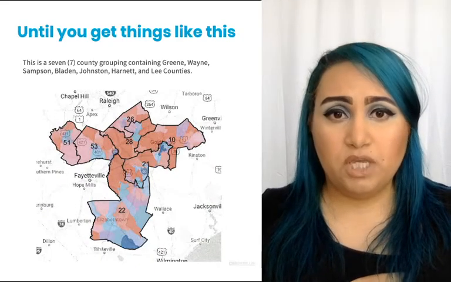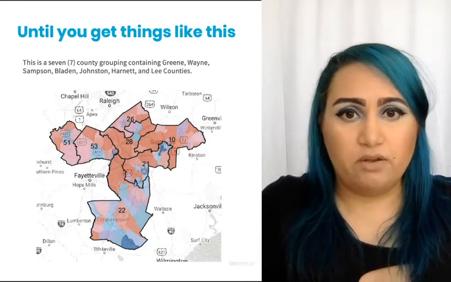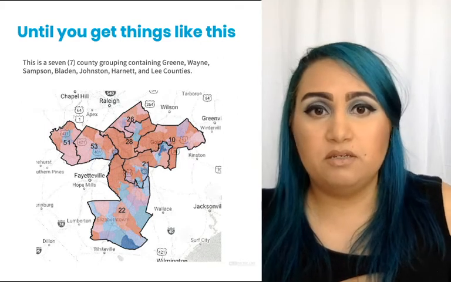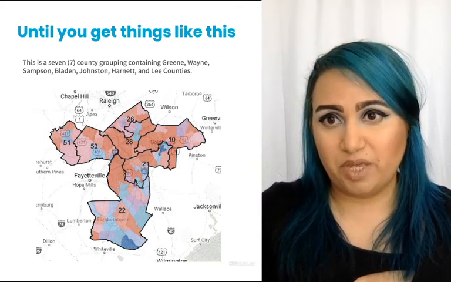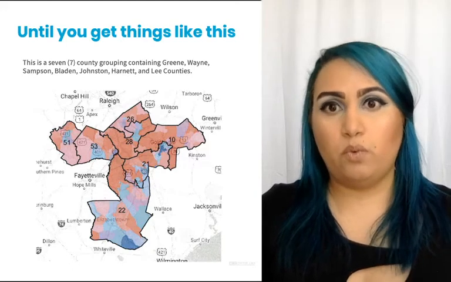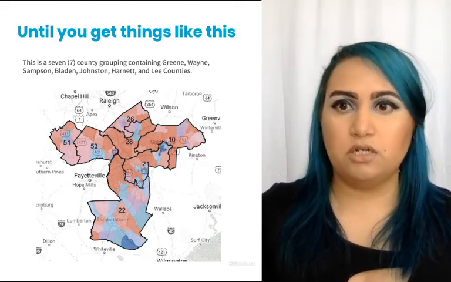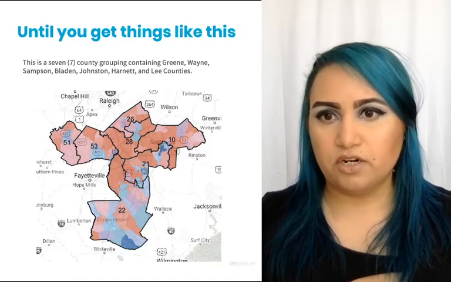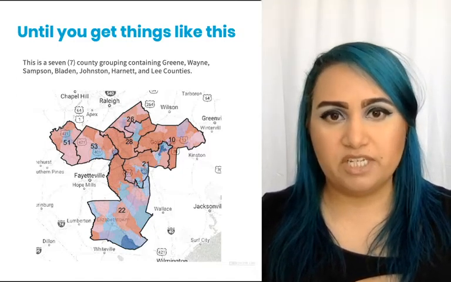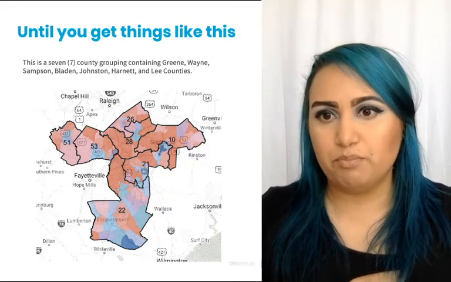And then you keep working your way up, 1 county, 2 county, 3 counties, until you get to things like this. This is a 7 county grouping containing Greene, Wayne, Sampson, Bladen, Johnston, Harnett, and Lee counties. And it looks like a monster, and no other state does this, and I think there's a reason for that, but here we are.